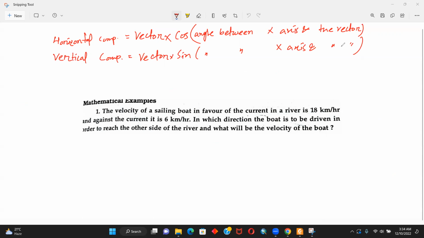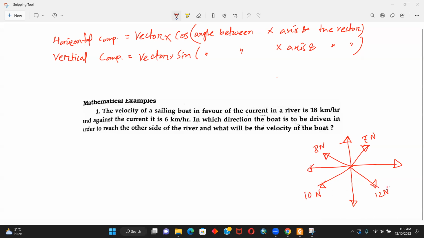Whenever you are given a system, say for instance, a particular frame or a set of objects, and you have to work with it, what will you do? Say for instance, you have this force here, then again a force here, again a force here, again a force here. You might be confused, what should I do? But it's very easy. Say this is 7 newtons, say this is 8 newtons, say 10 newtons, and then say 12 newtons, for instance.